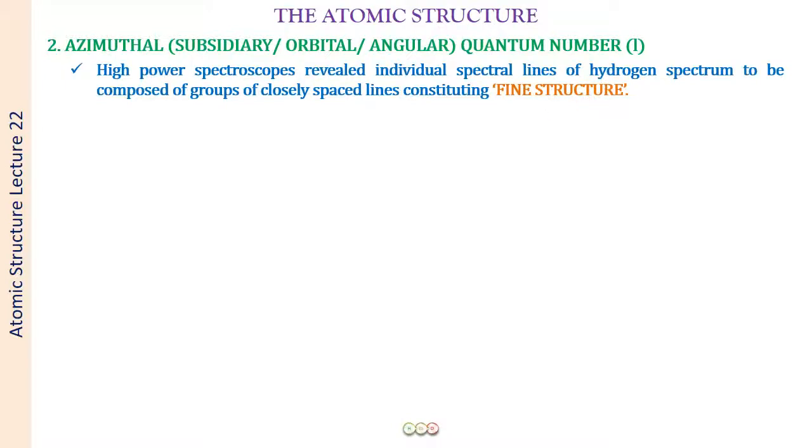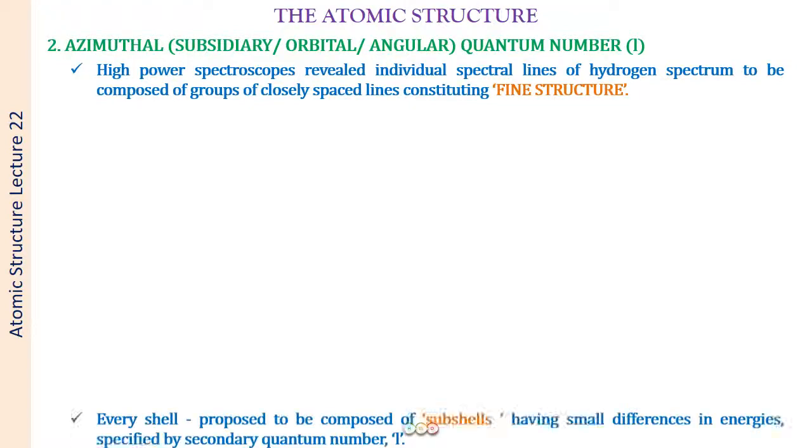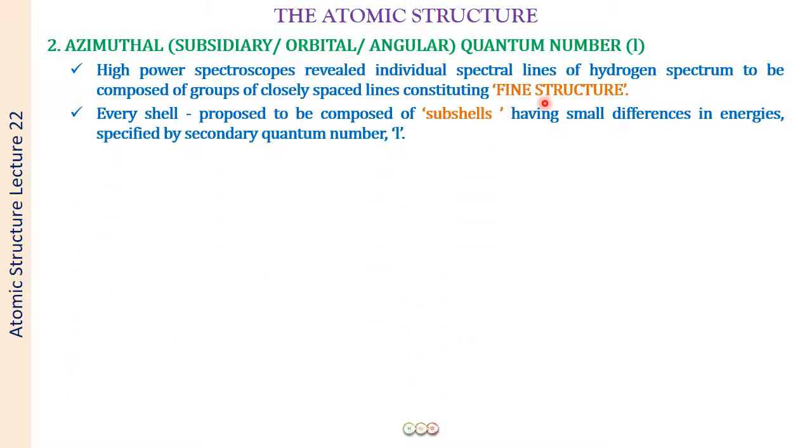Bohr could not explain this fine structure, so Sommerfeld modified his model, and he said that the orbits which were said to be circular by Bohr are not circular but elliptical. And from this he gave the concept of subshells. And he proposed that every shell is composed of subshells having small differences in energy, and they are specified by the secondary quantum number L.